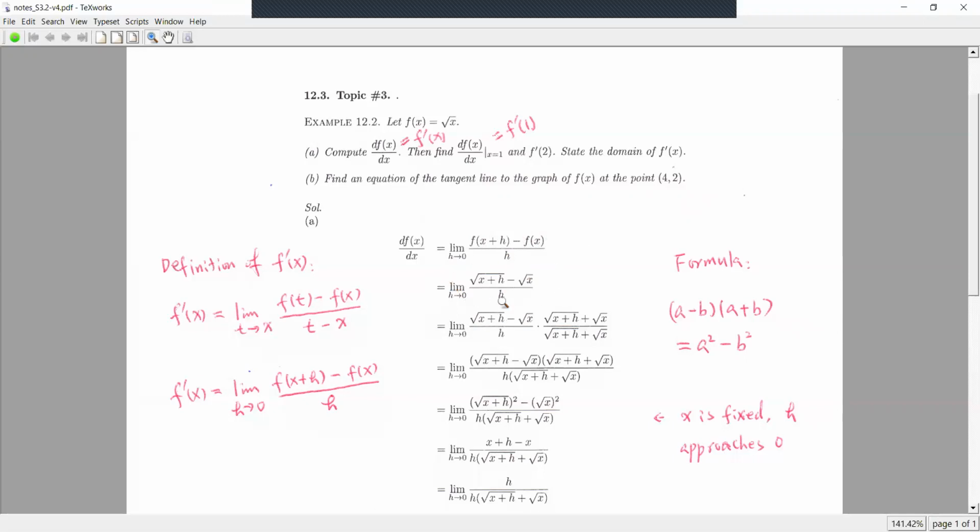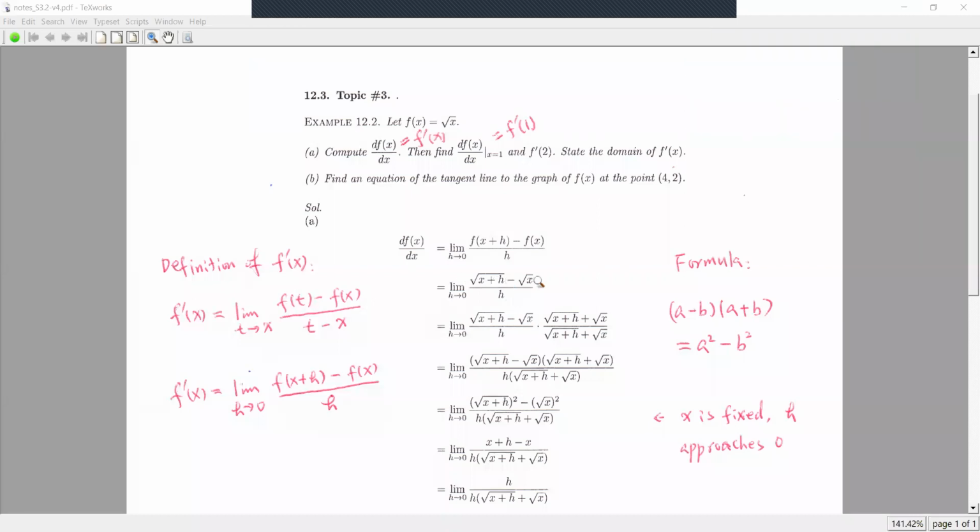To find this limit, I can use direct substitution. H approaches 0. Plug in 0 in h. But then I will have square root of x minus square root of x, 0. And the denominator is also 0. So 0 over 0, I cannot tell the limit. To find this limit, I need to simplify this fraction.